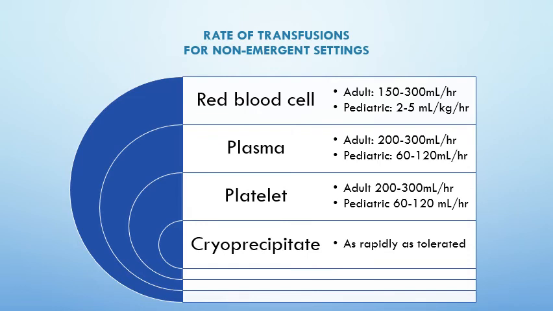If you have a patient who's 95 years old with CHF and teeny tiny veins you could barely get a 22 into, you don't want to try to run that at 300 milliliters per hour. You want to go for the lower end. So use your discretion when determining the rate of your transfusions in non-emergent settings.